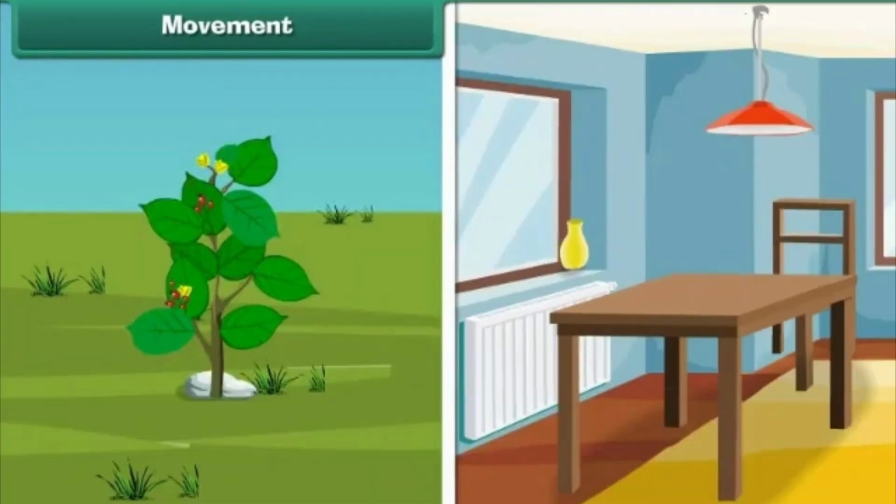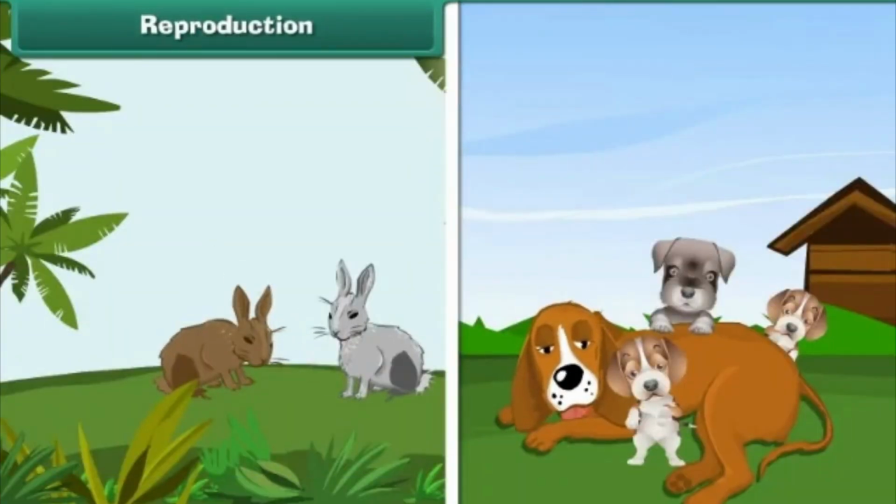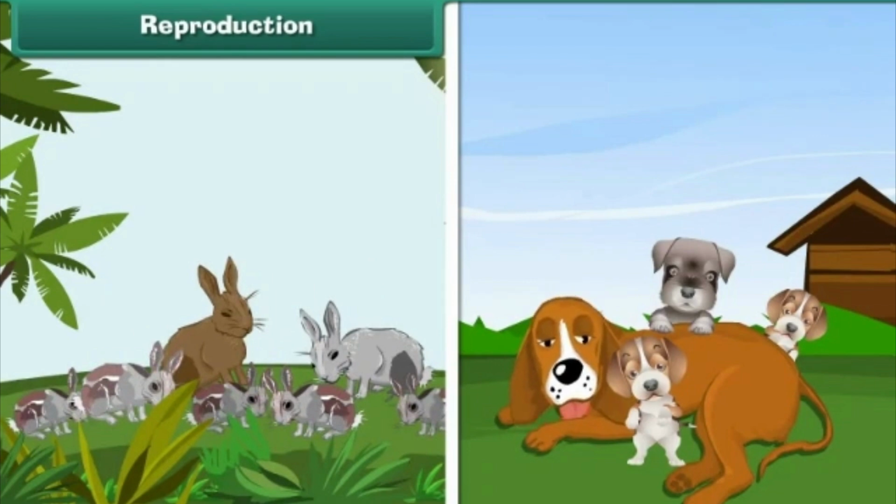Plants are an exception. Though living, they cannot move from one place to another. Non-living things, on the other hand, do not show any movement by themselves. Reproduction. All living things can produce young ones. This is called reproduction. Living things increase their number by reproduction.